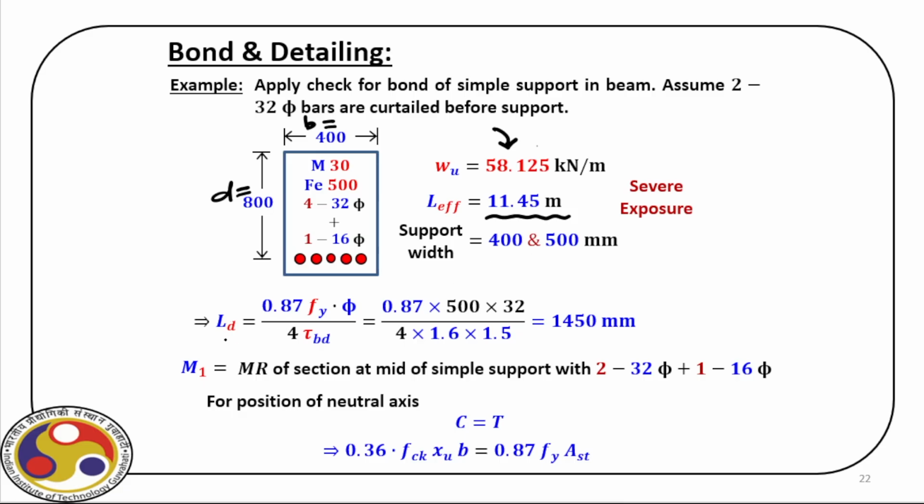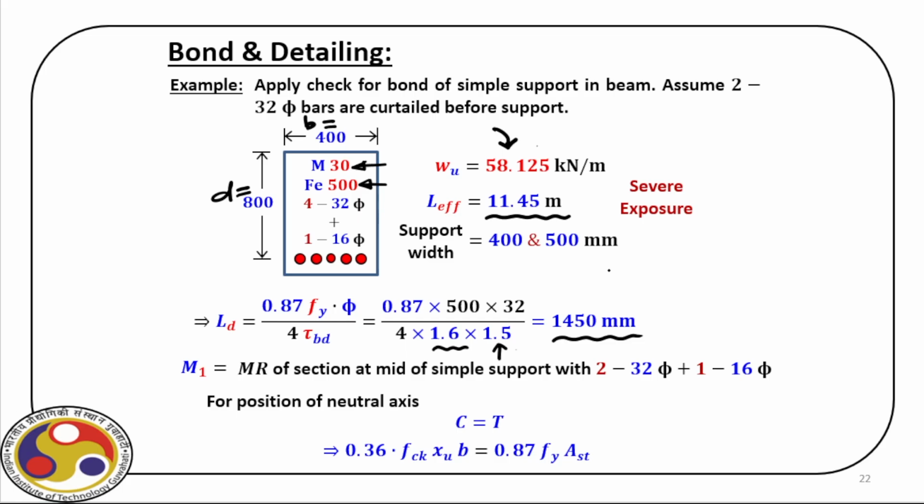Now for this condition we can find out LD, which is 0.87 Fy divided by 4 tau BD, that we have already explained. Because we use M30 concrete, we have this value of tau BD, which we can increase by 60% because of the HYSD bar used in this problem. So we find the development length, which is 1450 millimeter.